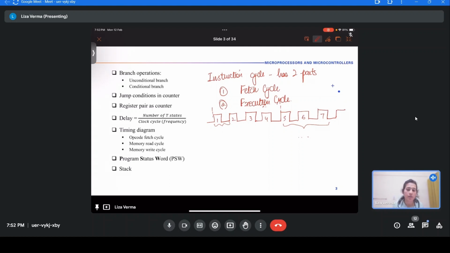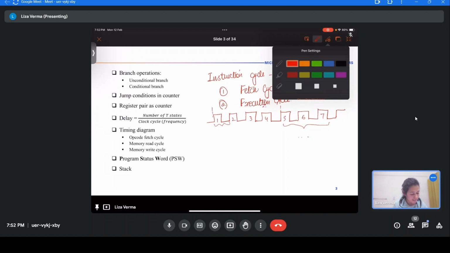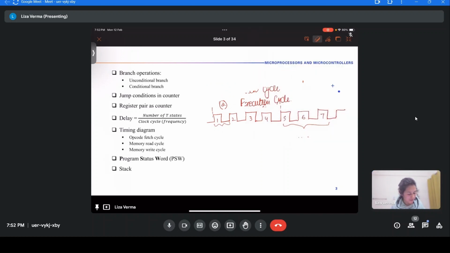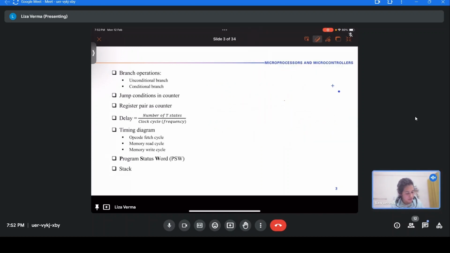Should I do the memory read cycle also? I think I can take an example on my screen. Memory read, memory write, for both. I'll take the same example as Sir did in class, if that's okay. Yeah, that will be better. Okay, so let's take this example.